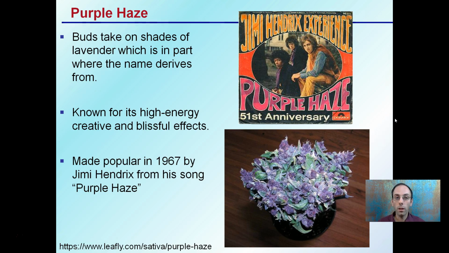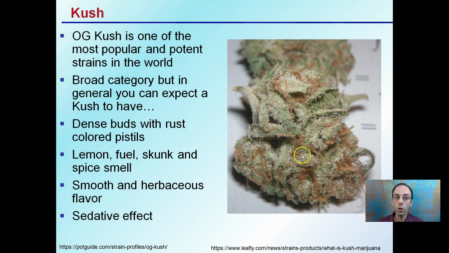Purple Haze has buds with shades of lavender, which is where the name is derived from, and is known for high energy, creative, and blissful effects. It was made popular in 1967 by Jimi Hendrix with the song Purple Haze, and yes, it does have this purple coloration. These anthocyanins are much higher in Purple Haze, and THC is also high. Kush, OG Kush, is one of the most popular and potent strains in the world. It's a broad category, but in general you can expect Kush to have usually dense buds and rust-colored pistils. You see here that brown coloration, a lemon, fuel, skunk and spicy smell, smooth herbaceous flavor, and sedative effects. Again, also high in THC.